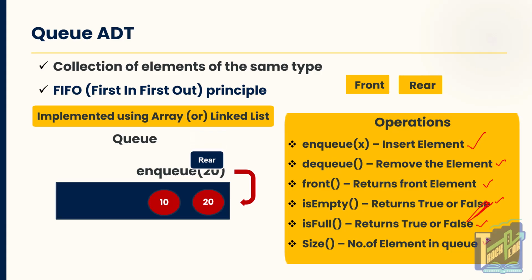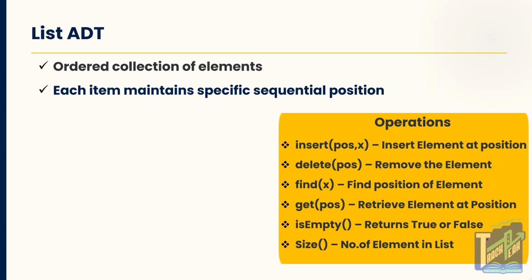Now the front position will get updated. So the front element of the queue is 10 and the rear element of the queue is 20. Now we are going to perform a dequeue operation. So we are going to remove the element 10. After removing the element, we want to update the front position. Again, the front element is 20.